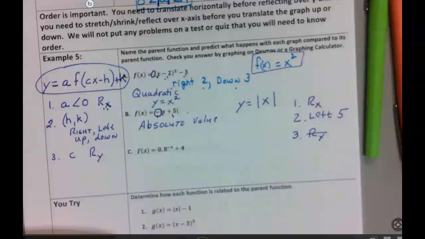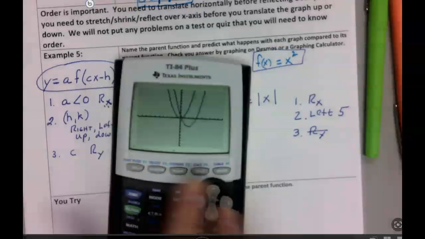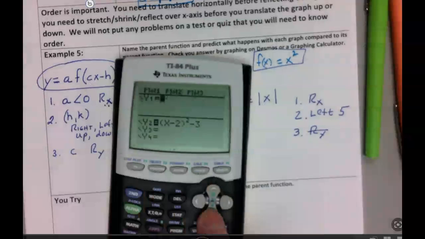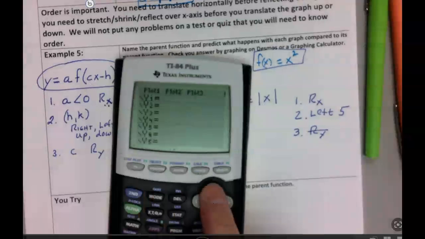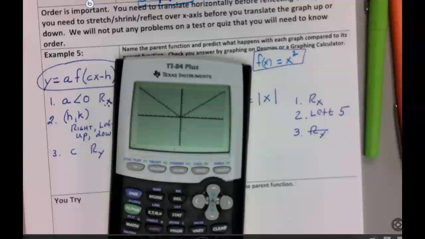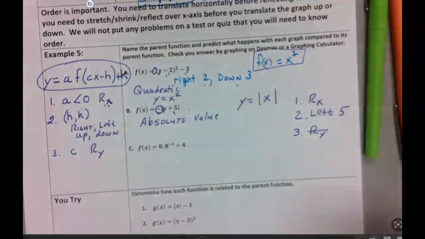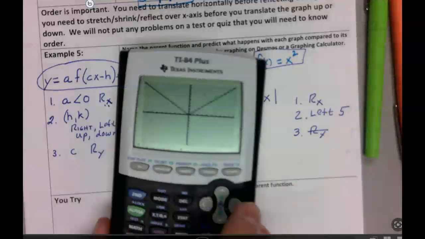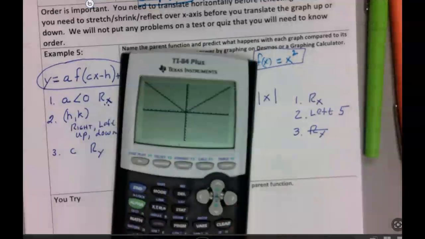So let's graph it. So go back in there, clear, clear. Let's put the parent function in. Remember, go math, arrow over to number. Number 1 is absolute value, correct? Type in X, hit graph. There's your parent function. And then now we're going to put in X, which is right below. Yeah, you got to be here, buddy. You got to be here.